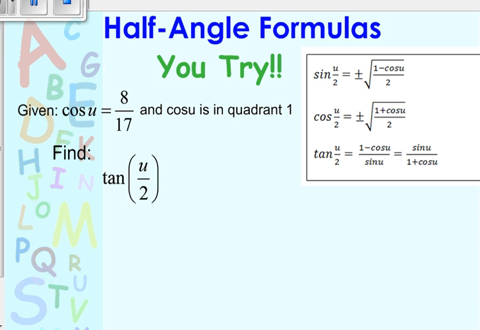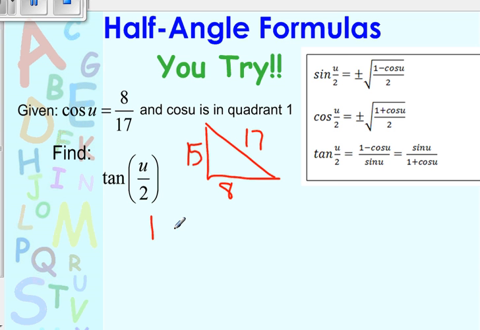One more example of this. They tell us cosine is in quadrant number 1, so that means u over 2 is still going to be in quadrant number 1. So I'm going to draw my triangle. Cosine is 8 over 17, and then over here we would get 15. Again, Pythagorean theorem would show you that it would indeed be 15.